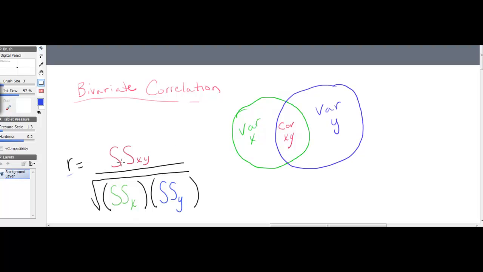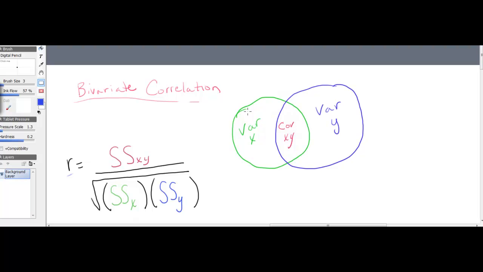So here we have sum of squares x, y. In essence, this is our covariance. This is how much they vary together. And then we're taking that over the square root of the sum of squares of x times the sum of squares of y. Now, I hope that you remember sum of squares from our earlier calculations. If you don't, please take a second, pause the video, go back through your notes to remind yourself what the sum of squares are. If you're good on sum of squares, let's push forward.